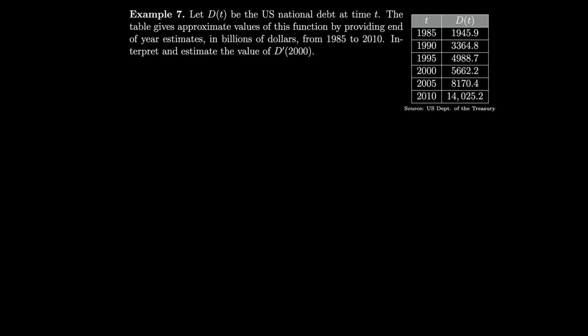Let D of t be the U.S. national debt at time t. The table gives approximate values of this function by providing end-of-year estimates in billions of dollars from 1985 to 2010. Interpret and estimate the value of D prime of 2000. Well, D prime of 2000 means the rate of increase, that's what our derivative is, of the, in this case, national debt D, in 2000.